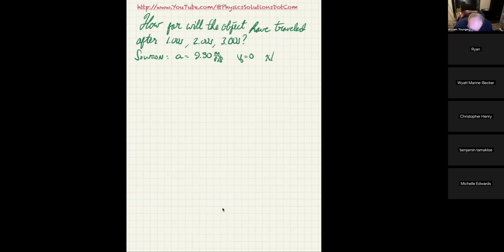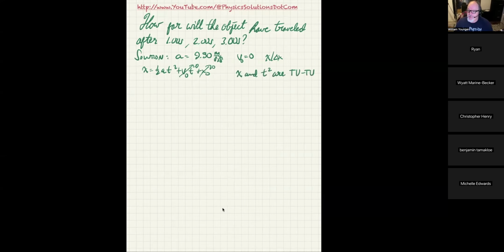We can use X is equal to 1/2 AT squared plus V0T plus X0, and we can either pull the X0 to the left and call that whole thing the delta X, or we can just call X0 0, which is what I'm going to do. We already know the initial velocity is 0, so I'm going to call that 0 as well. Now what we see is X and T squared are thumbs up, thumbs up.